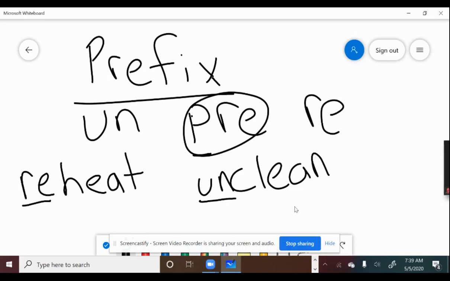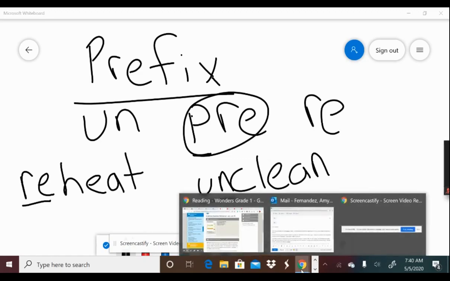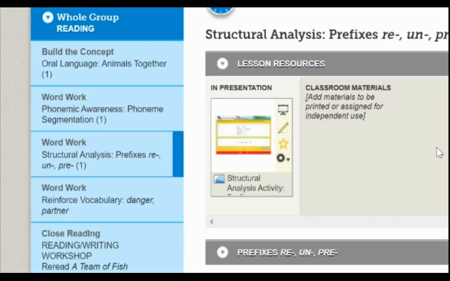So we're going to go ahead and take those prefixes and we're going to watch a very, very short clip that gives us an example of some of these prefixes.